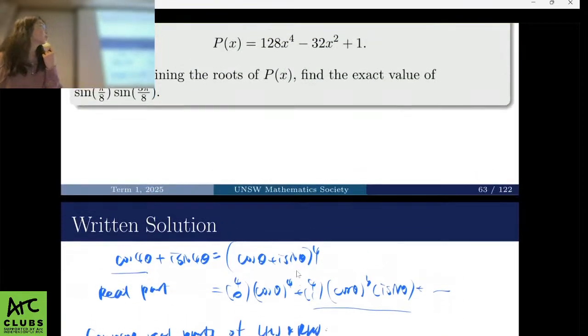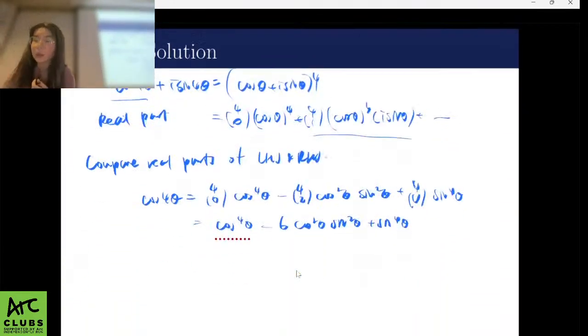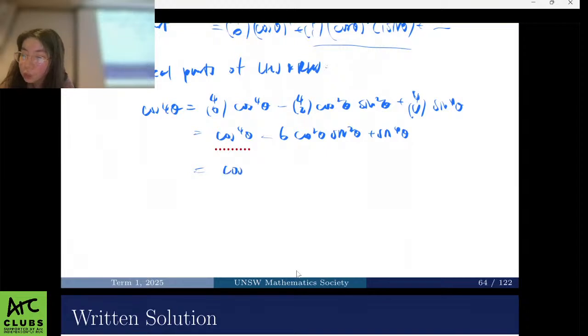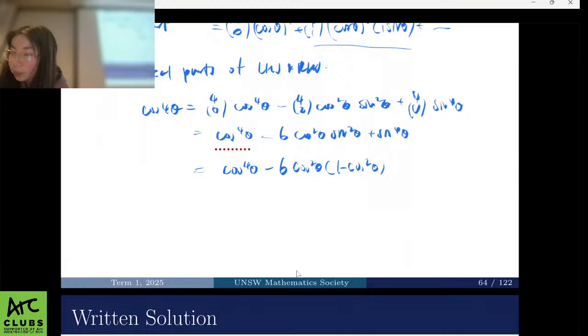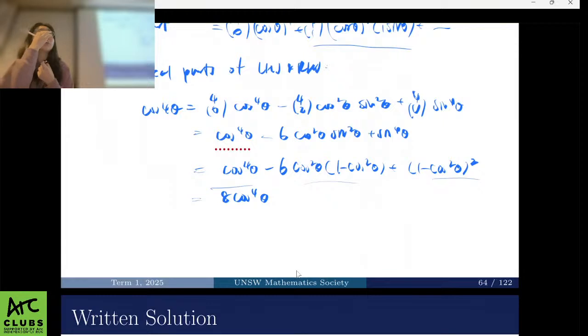But now the question wants us to express it in terms of cos θ only. So essentially, we just convert all the sine squares to 1 minus cos squares. So this is 6 cos²θ times (1 minus cos²θ) plus (1 minus cos²θ) to the power of 2. So let's just count all the terms in cos to the power of 4. We have 1 here, we have 6 here, we're going to get another 1 here, so that's 8 cos⁴θ. And in terms of cos²θ, we're going to have minus 6 here, and another minus 2 here, so that's minus 8 cos²θ. And then finally, we're just going to get one constant term from the last expansion, which is 1.